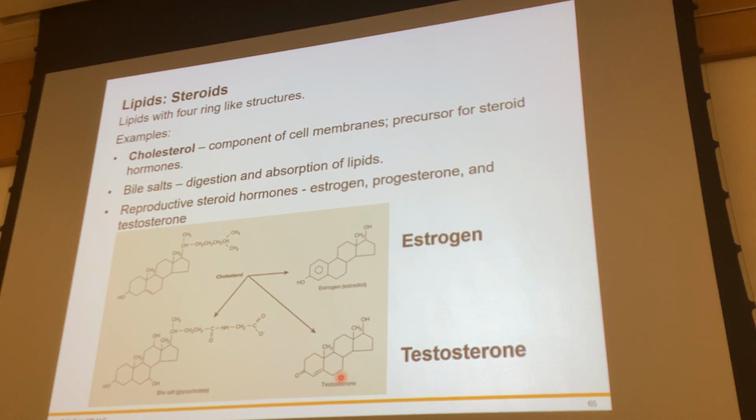What do I care about? If you look over here on the left-hand side, this is a lipid that is definitely differently shaped, right? It's not something I've drawn previously. But if you take this and you modify it a little bit, you make estrogen. And if you take this and you modify it a little bit, you make testosterone. Okay, so this is the basis upon which your building block, and it is definitely a lipid. It's called a steroid.